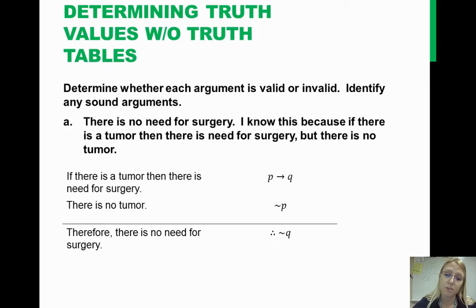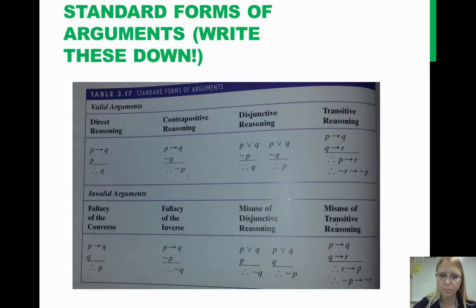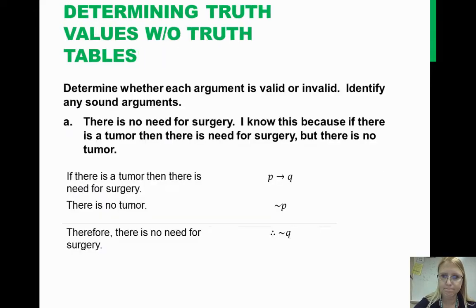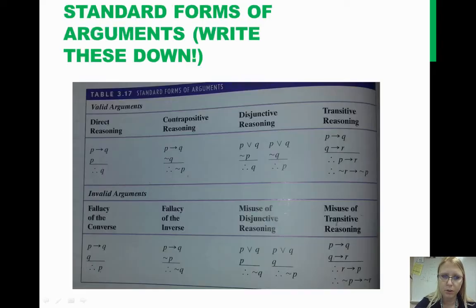But now that we have it in symbolic form, we can actually go back and refer to our chart and see if there's anything in this format here. P then Q, not P, therefore not Q. So let's go back to our chart and see if we have that. We're looking for P then Q, not P, therefore not Q, and here it is, right here. This one.